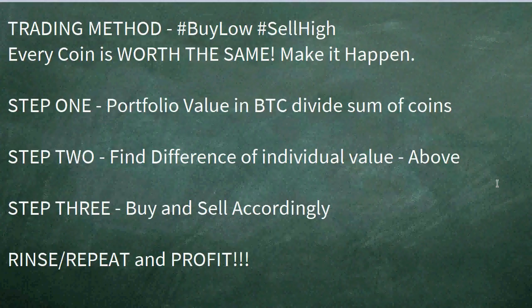And then you find the difference of individual coins. So say, for example, you have a 0.2 average per coin. But one of the coins is worth 0.225. That means it's doing well. So you're going to sell 0.025 worth, which would be step 3. And then same thing if it's going lower.